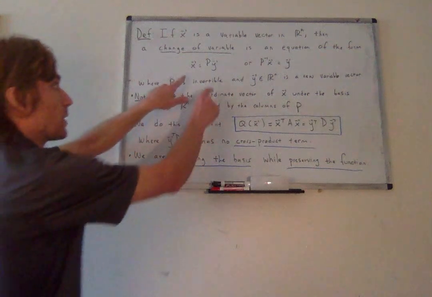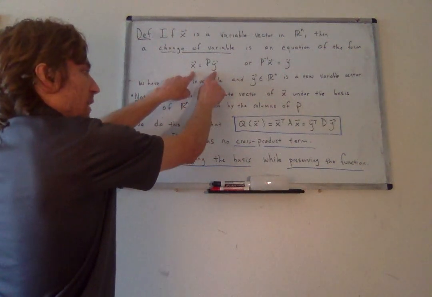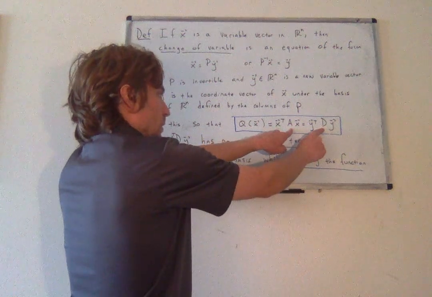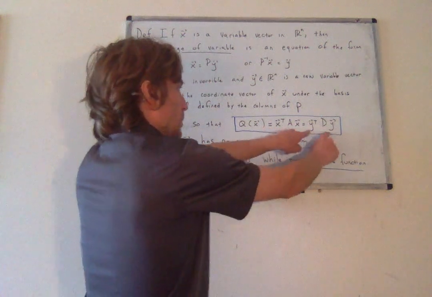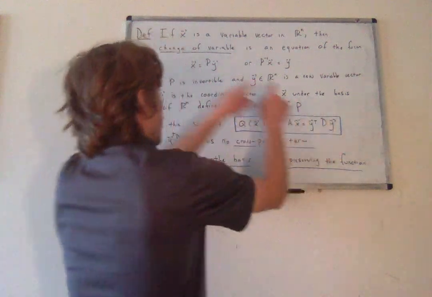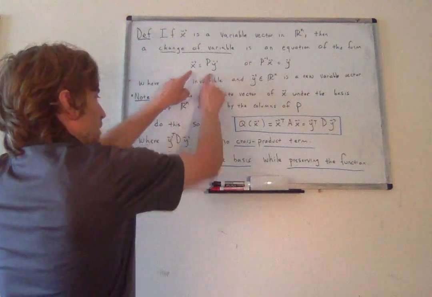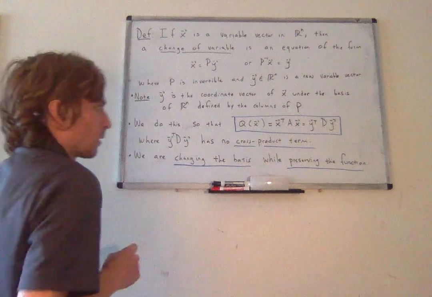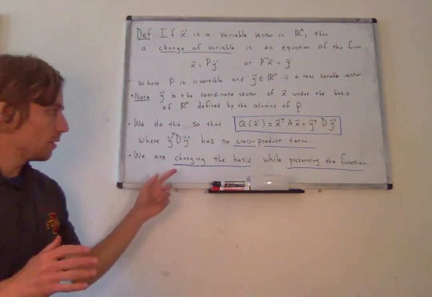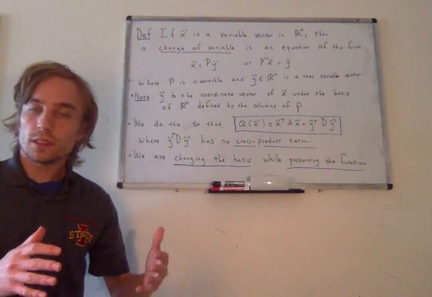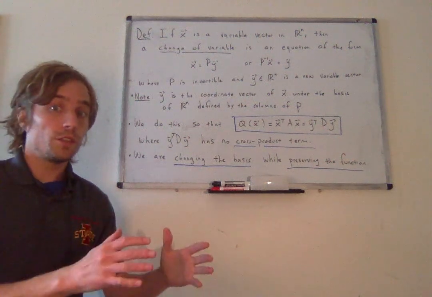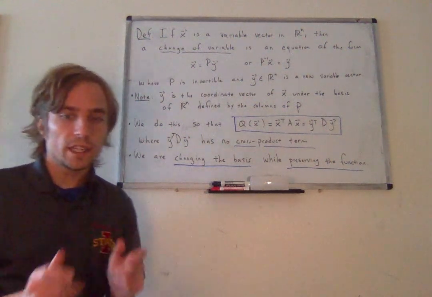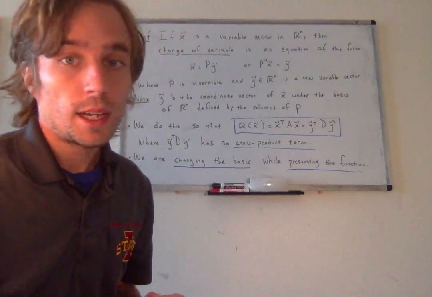So we relate x and y in this way, and if we do this, we get this nice equality, where our original quadratic form is equal to this new quadratic form, where x and y are related like this, but the new quadratic form has no cross-product term. I like to think of it as changing the basis, so we're changing the way we look at the function, but we're not actually changing the function. So why can we do this? And how can we do this?